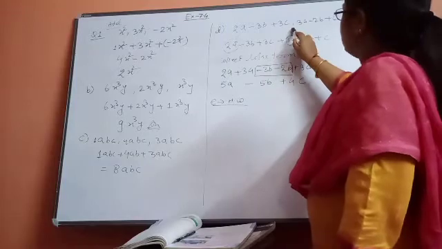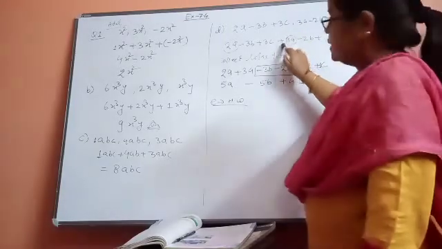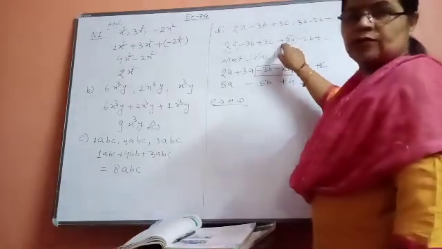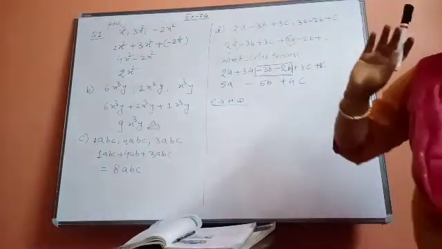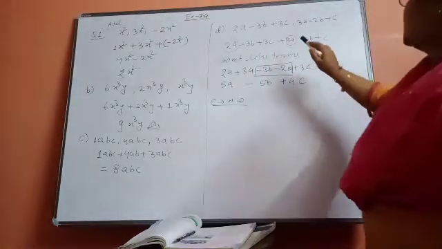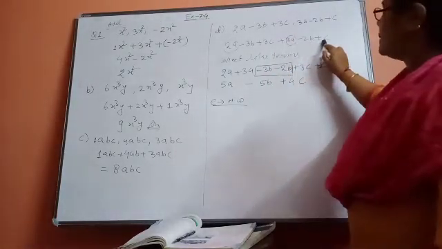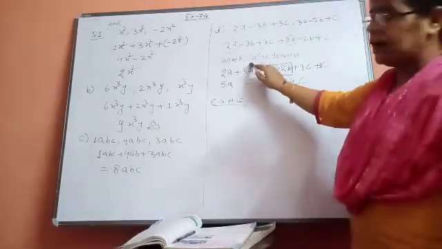And because we have to add, so the plus sign we have taken. Because for addition, the plus sign always goes in between two expressions. And 3a minus 2b and plus c. So the next step is to collect like terms.